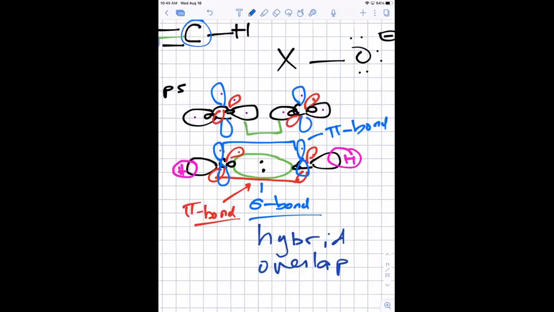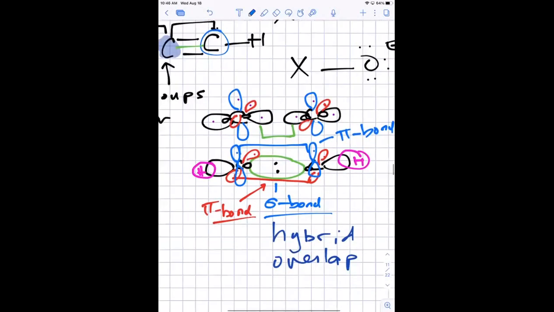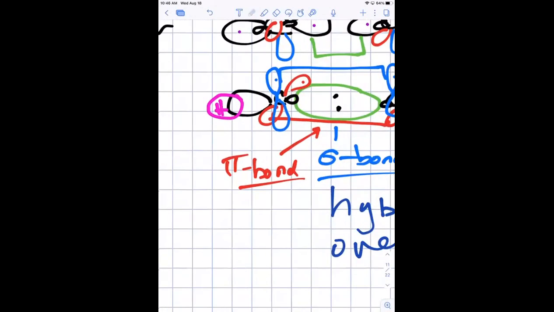That's a great question. So the sigma bond comes from hybrid overlap, and the pi bond comes from what? Anybody? Unhybridized p orbital overlap.